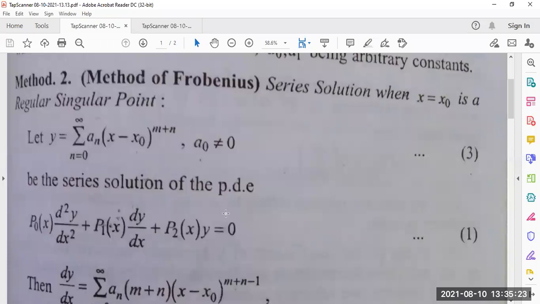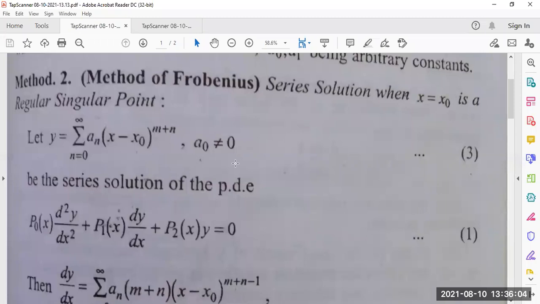Yes, sir, it's visible. Now we are going to start the method of Frobenius. Previously we have already done the case when the given point x equal to x0 is an ordinary point. Now when x equal to x0 is a regular singular point, then we have to use the method of Frobenius. Frobenius said that if the given point x equal to x0 is a regular singular point, then let y equal to summation n equal to 0 to infinity a_n (x minus x0) to the power m plus n, where obviously a0 not equal to 0. This is called the Frobenius method.